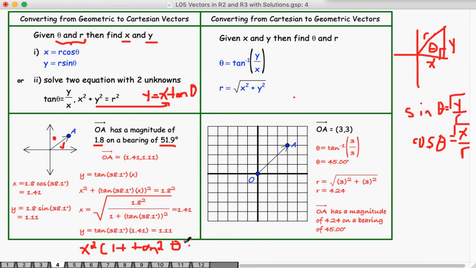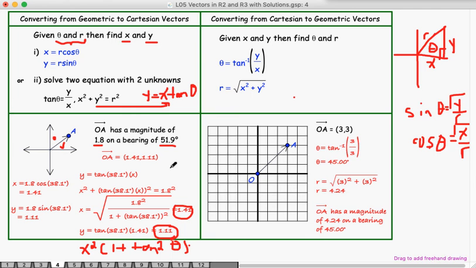And then what will happen is over here, we're going to have to take r squared and divide that by 1 plus tan squared. And then when we isolate for x, we'll have to take the square root of all of that, and we're going to get 1.41, which is what we got over here. And then if I want to find y, I'm just going to back substitute that 1.41 into there and multiply that by the tan of theta, which was 38.1, and that gives me 1.11.